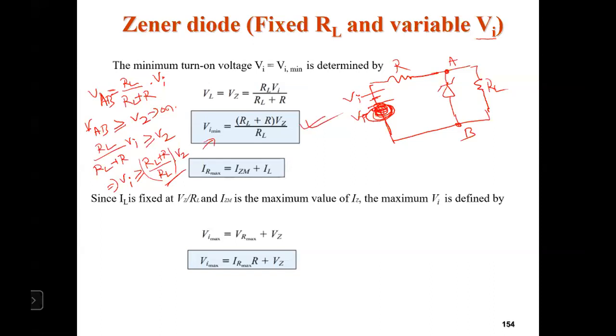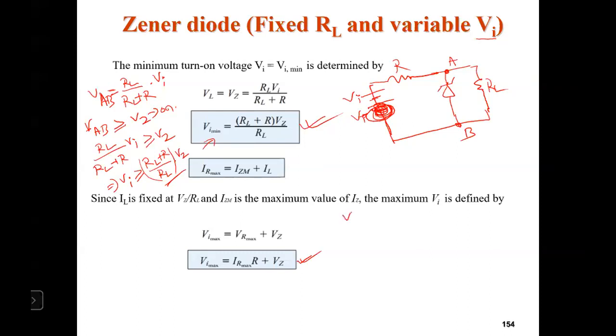This one is rather simple compared to the previous derivation. Directly, VAB has to be greater than or equal to VZ, and VAB is equal to this formula, so we got this easily. Next, you want to find out this last one, Vi max. It is the input maximum voltage that you want to find out. But how will you find that out?